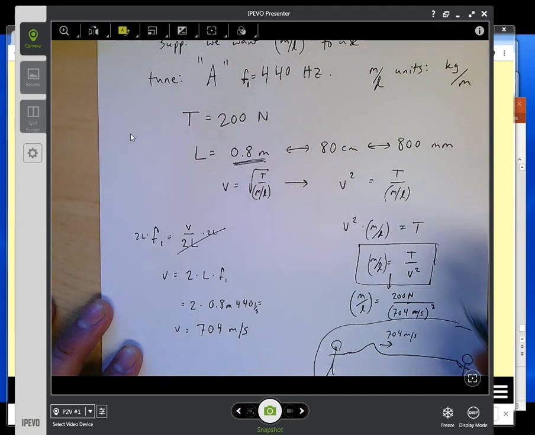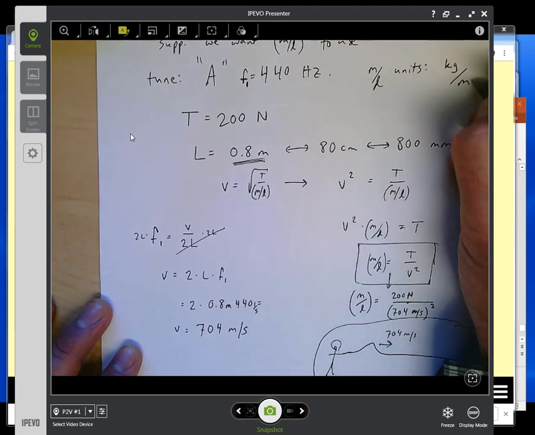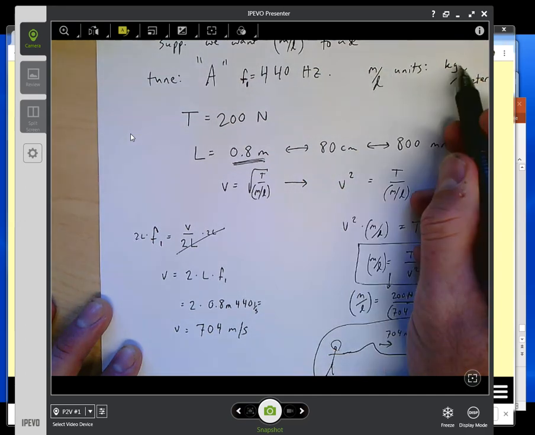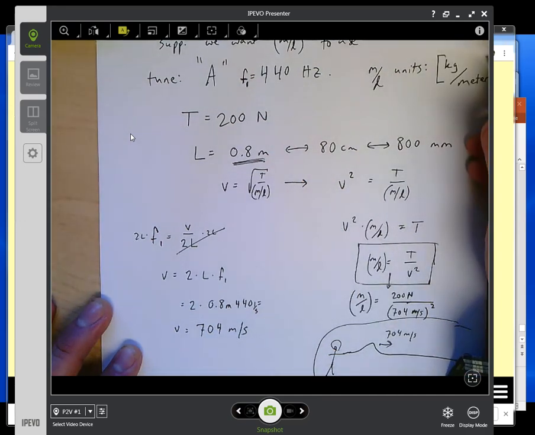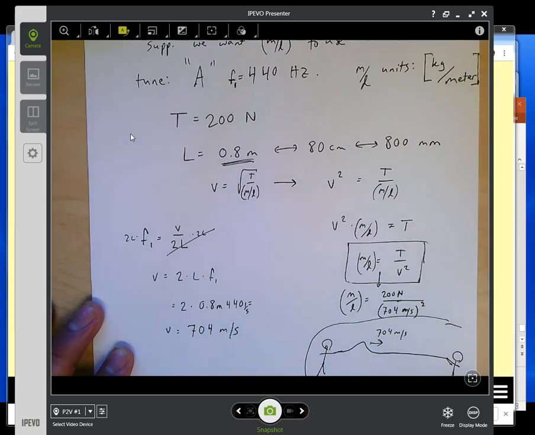So I understand that there's an M and an M. Hopefully you know that what I mean is that this is mass, kilograms, length, meters. So sometimes we'll write a little bracket around to indicate that we mean the units here, like this. All right, good.